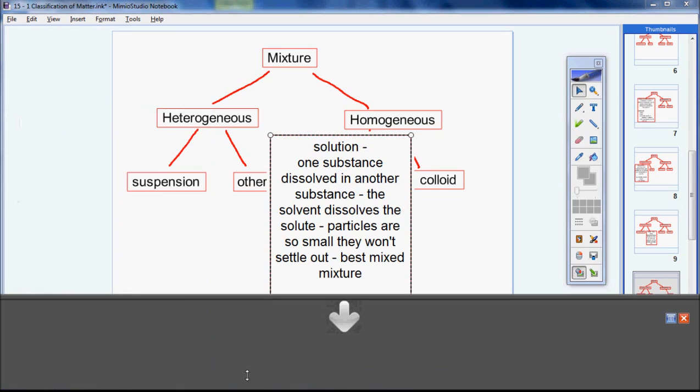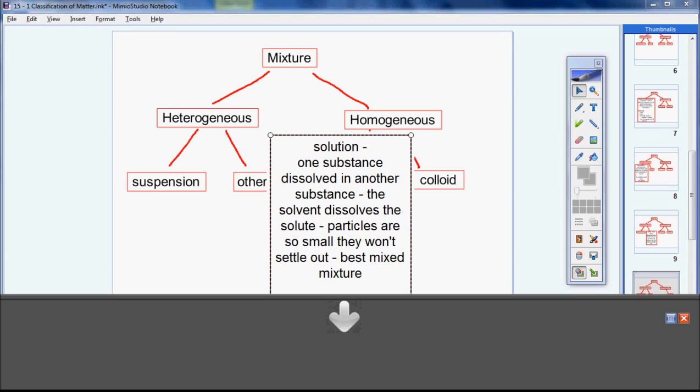So when you have the salt water and the salt has been mixed in and it is dissolved in the water, it's considered a solution. The salt's not going to just fall down to the bottom. It's going to stay mixed in. It is the best mixed. It's not going to settle out.